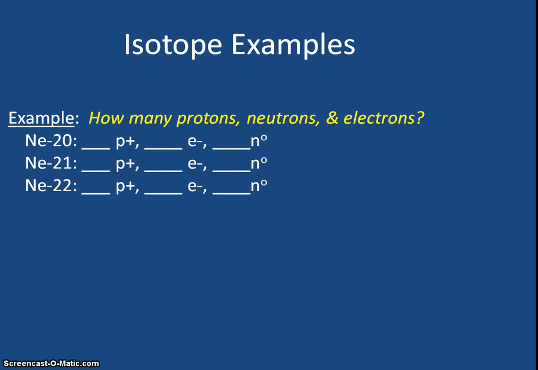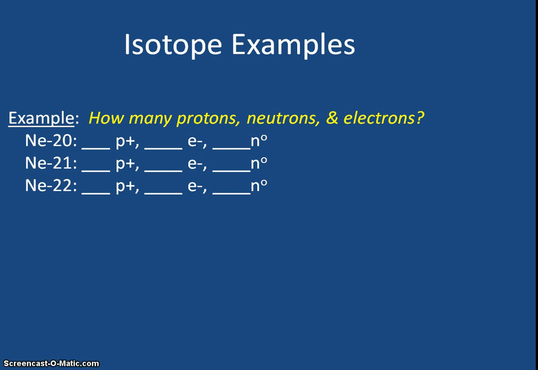Go ahead and pause this video and see if you can figure out the protons, neutrons, and electrons for each of these. And you should have gotten, for neon 20, if you look at the periodic table, neon has an atomic number of 10, which means it has 10 protons. Since there is no charge, the protons are going to equal electrons, so that's also 10. And if you subtract it from 20, you get 10 neutrons. So 10 for the first three.